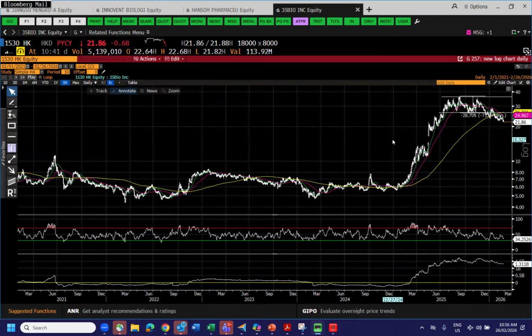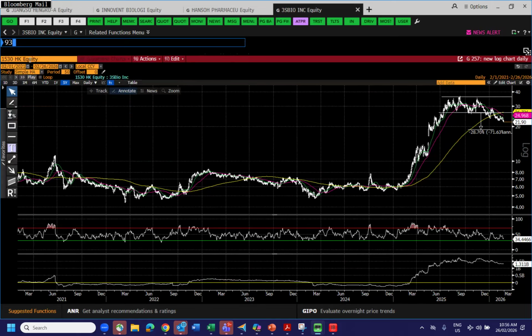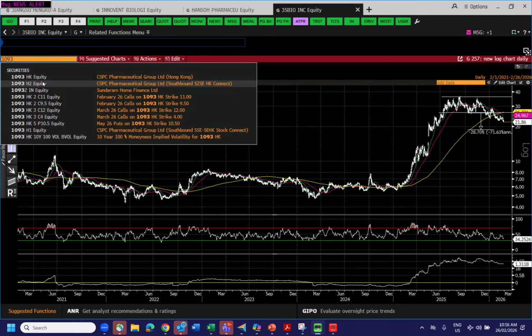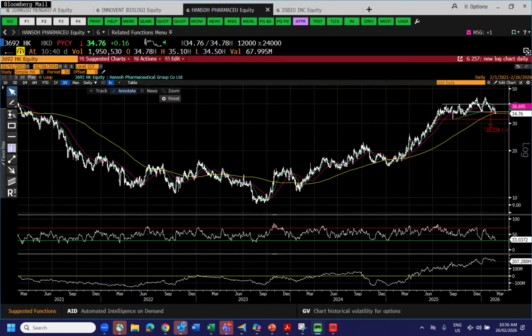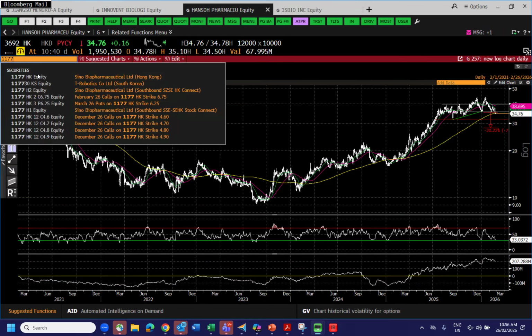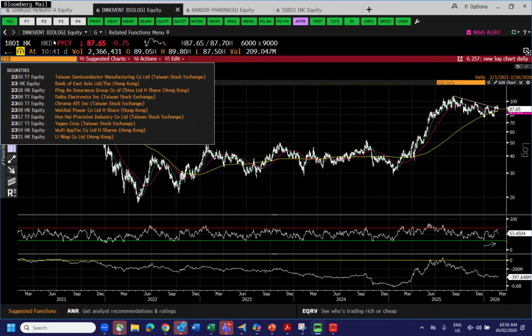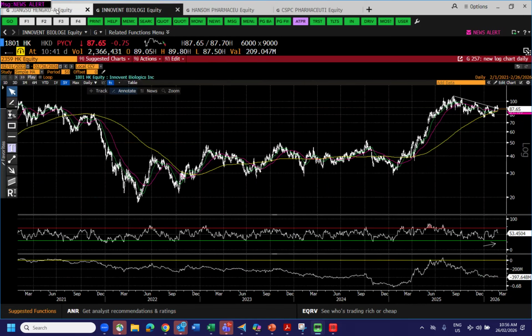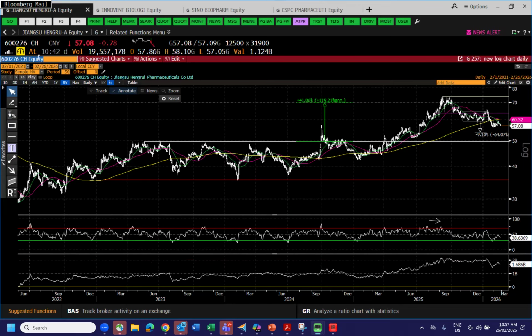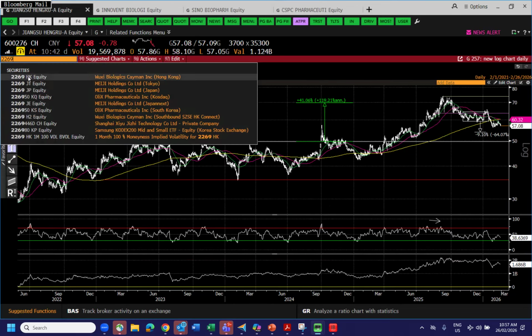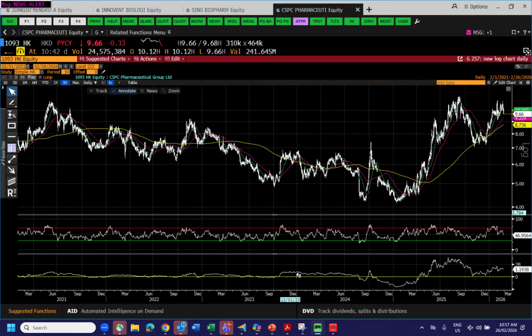Oh, luckily I checked in the view. Okay, cool. Sorry. Then 1093. Then 1177. Okay. And then let's do 2359 and then 2269. Then we're almost covered. Oh, there's one last ticker.